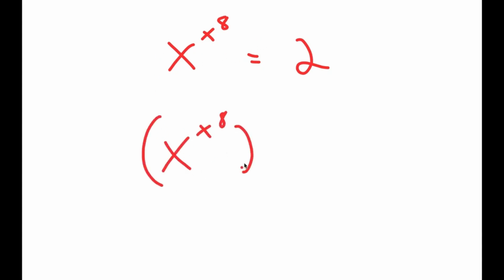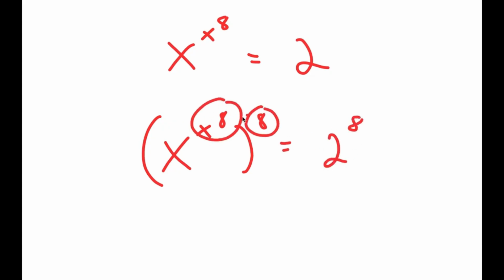Alright, so in this video, I'm going to solve the equation x to the power of x to the power of 8 is equal to 2. So I'm going to first start by taking the power of 8 on both sides. So I get x to the power of x to the power of 8, to the power of 8, is equal to 2 to the power of 8.